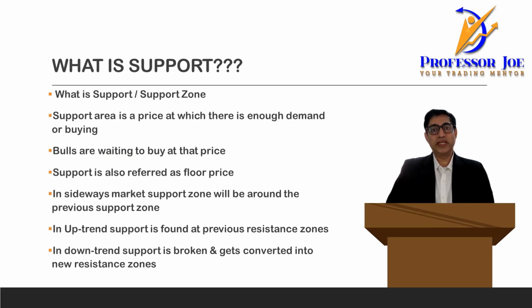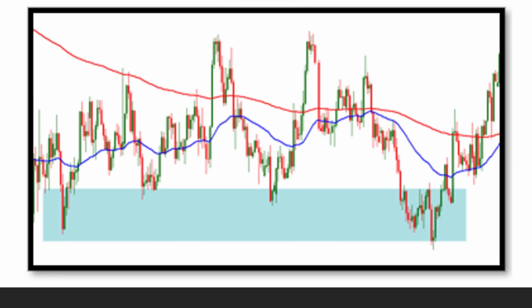Now let us look at the next aspect that we should be checking on the charts. The next important thing that we have to look at on the chart is support and resistance. So let us first understand what is a support. Like you can see on the chart, a support area is an area at which there is enough demand or buyers. Bulls are waiting to buy at that particular price.